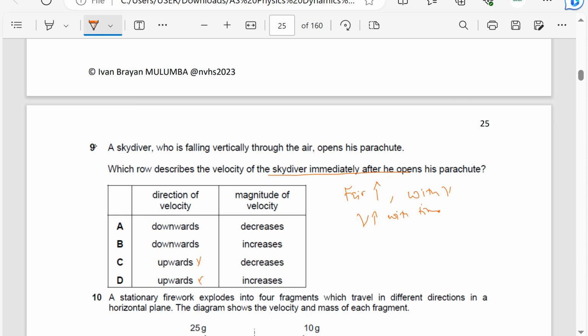But because air resistance increases with time, the magnitude of the velocity is going to decrease, because the air resistance is increasing in the opposite direction. So the answer is going to be A. The direction of the velocity is downwards, but its magnitude decreases because of air resistance. This continues until a point when the air resistance balances the weight, so the velocity remains constant. If the air resistance exceeds the weight, then the velocity decreases. So the answer is going to be A.